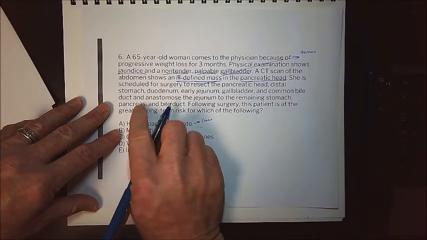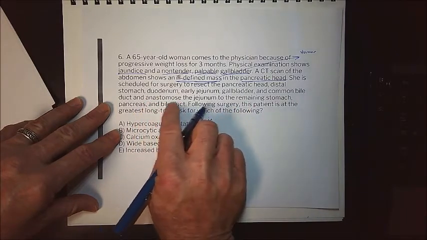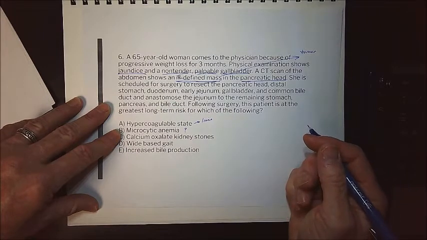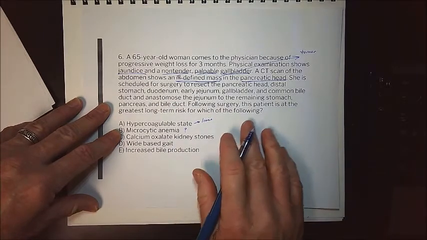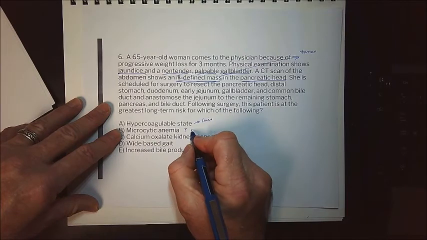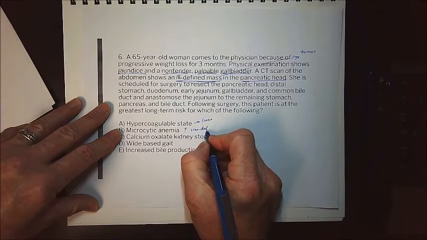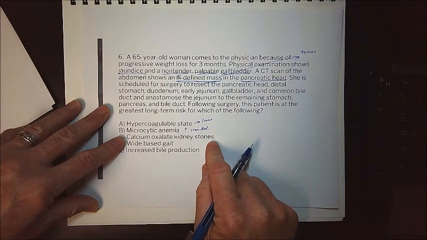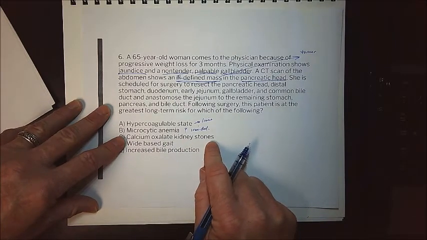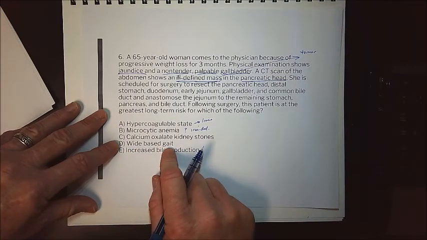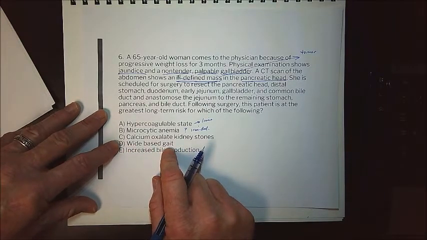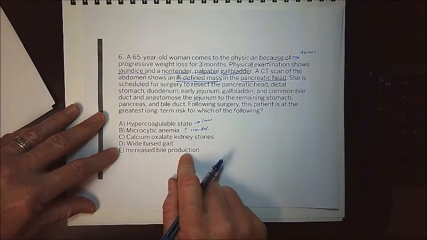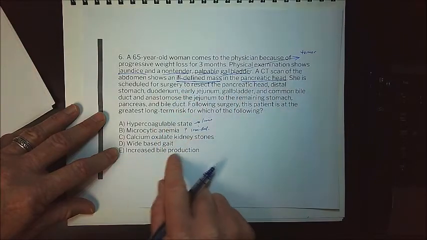Assuming that the junction here that the surgeon is promoting should be fully sewed and there's no bleed in here, it sounds like there shouldn't be a problem with microcytic, which is iron deficient. So let's come back to that one. Calcium oxalate kidney stones? Probably not. I think that's just thrown in there as a distractor. Wide-based gait? No, I don't see how this is going to affect her mobility. Increased bile production? No, this type of surgery and removal of this is not going to really affect the bile production.